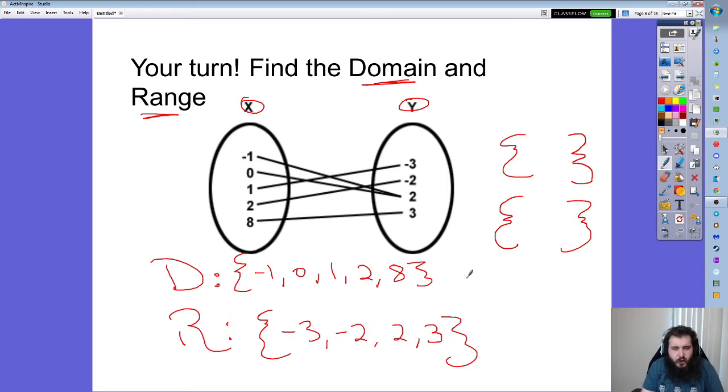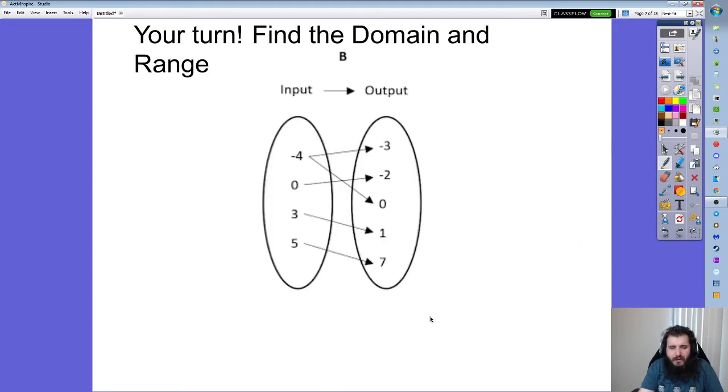All right, so here I have my domain. These 5 numbers, -1, 0, 1, 2, and 8. And here I have the range. These 4 numbers, -3, -2, 2, and 3. All right, let's keep on going. So once again, take a minute, try and figure out what's in the domain, what's in the range.